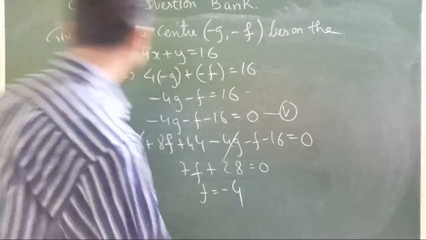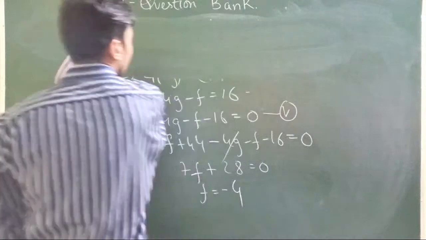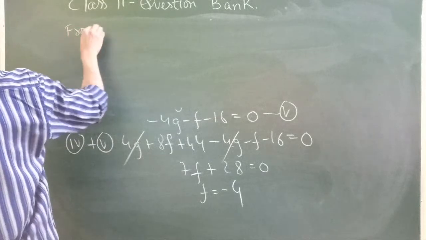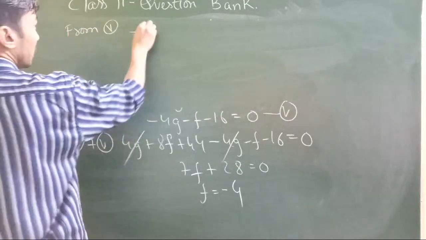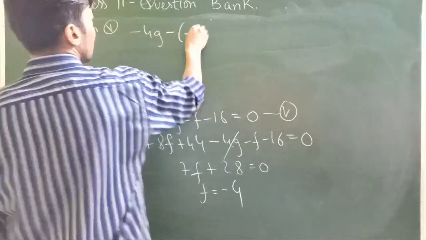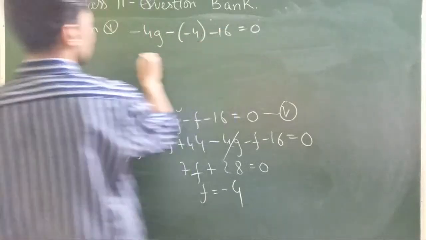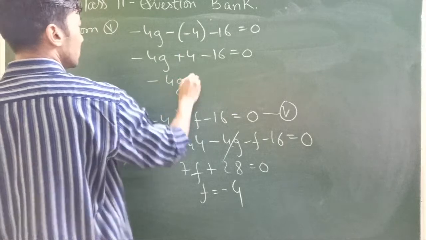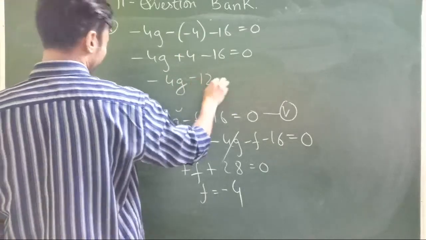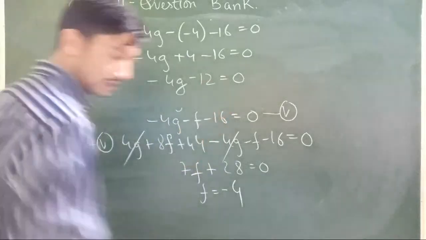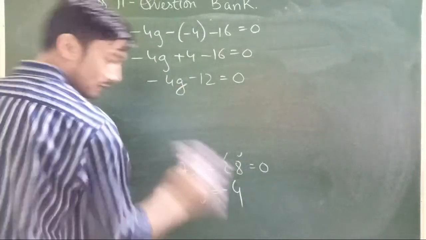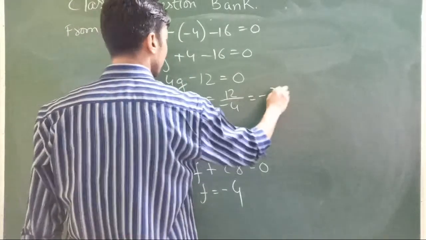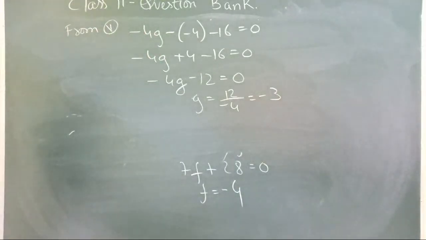So now we'll substitute that in one of the equations and get the value of g. And then again go back to the equation and get c. So from equation 5, I'll use minus 4g minus f value minus 4 minus 16 equal to 0. So that's minus 4g plus 4 minus 16 is equal to 0. Minus 4g minus 12 equal to 0. So g equal to 12 by minus 4.